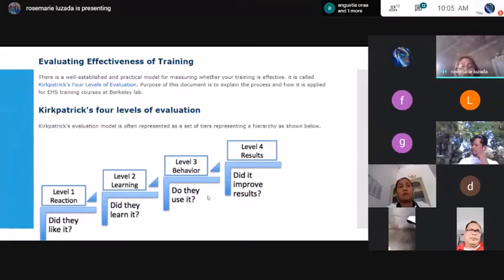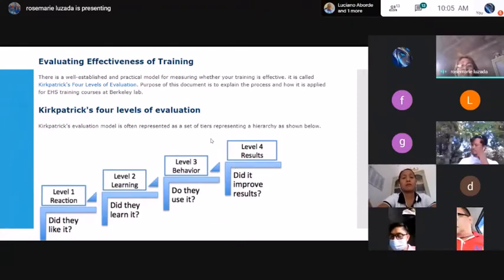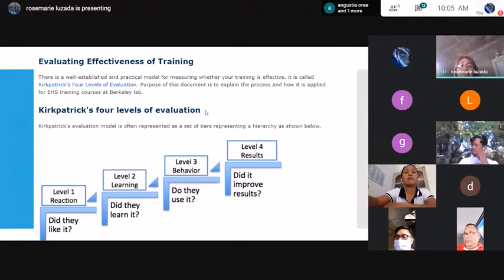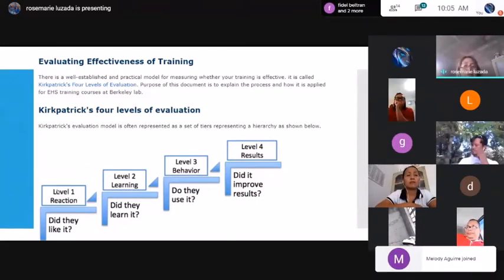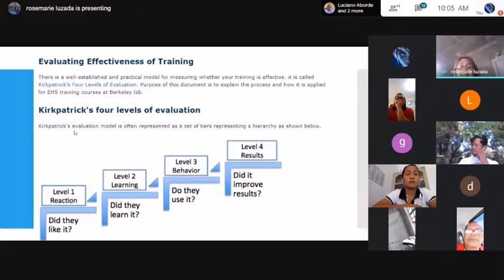This has been used by most organizations because it has become very effective, especially in measuring whether the implementation of the target is effective. Kirkpatrick's evaluation model is often presented as a set of tiers representing a hierarchy as shown below.